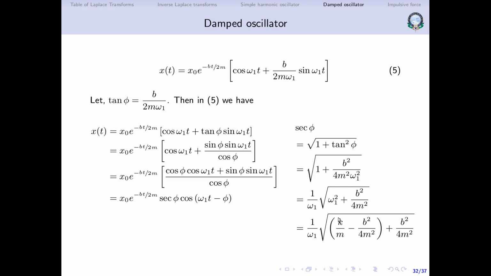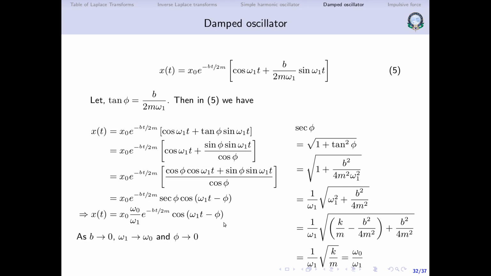And what is k by m? If you recall, in the undamped case we had the frequency omega naught. Under root k by m is nothing but omega naught, so this will give us omega naught by omega 1. So secant phi is nothing but omega naught by omega 1, so we could put this back over here. So we have x of t equals x naught, secant phi is omega naught by omega 1, e to the power minus bt by twice m, cos of omega 1 t minus phi.